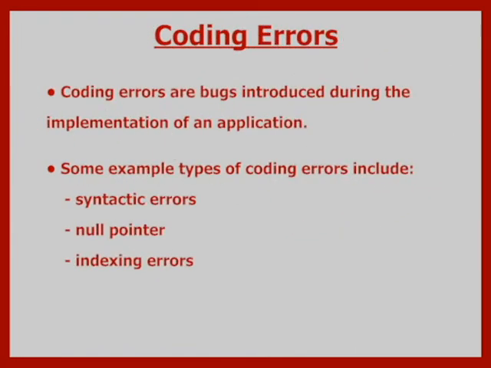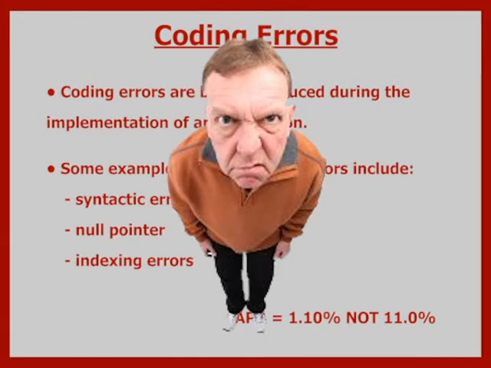Coding errors are bugs introduced during the implementation of an application. These are accidental mistakes causing unintentional things to happen within the application. Some types of coding errors include syntactic errors, null pointers, and indexing errors. One example of a coding error is a calculation for an auto loan percentage. Instead of typing 1.10 for the APR percentage, the developer put 11.0. This would cause a person to get charged more each month, making an unhappy customer.